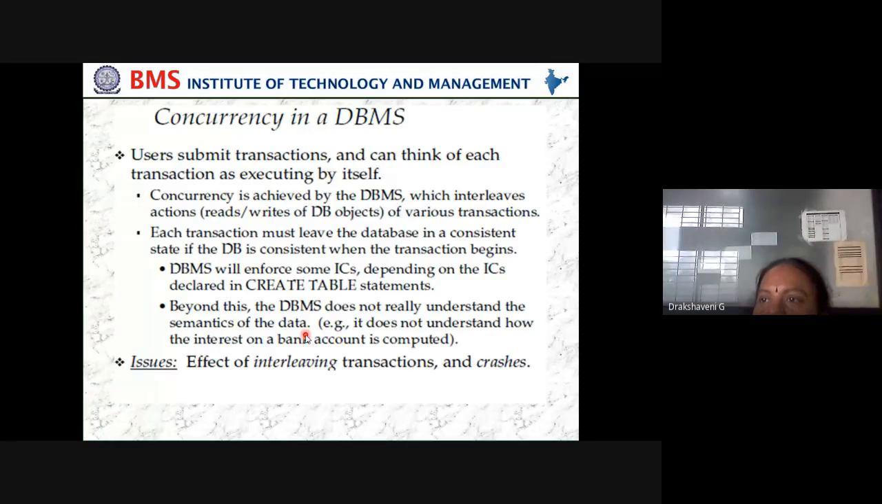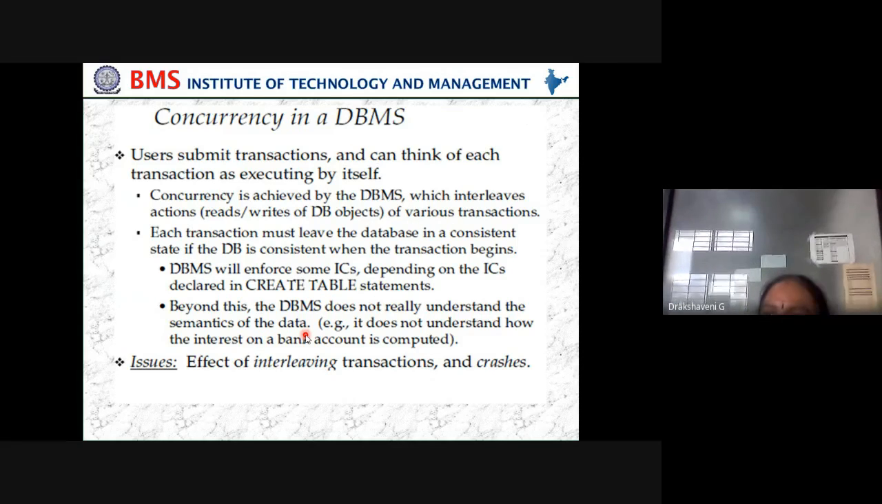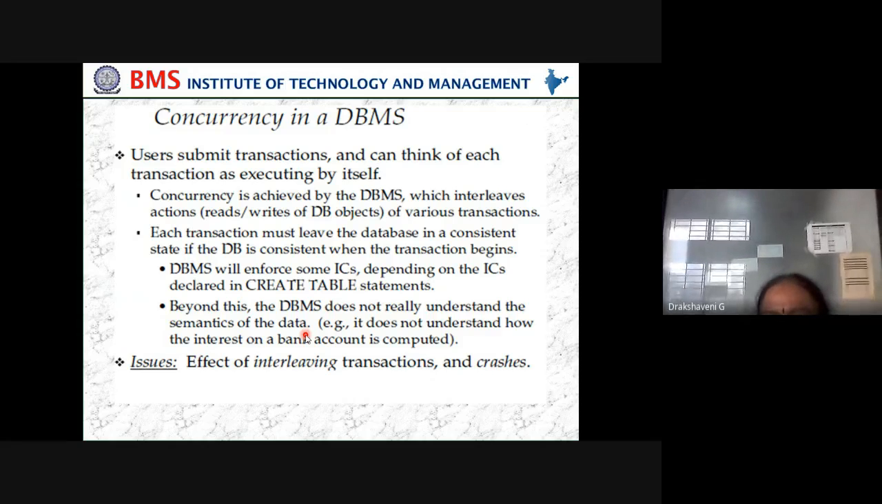Your USN, your name, first semester subject 1, second semester subject 1, third semester, but the DBMS will not understand what the data is. Only the human being can understand the semantics, what the data inside is, whether it is third semester marks, or second semester marks, or first semester marks. The database cannot understand all those. Only the human being can understand.